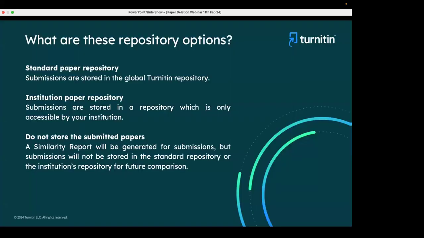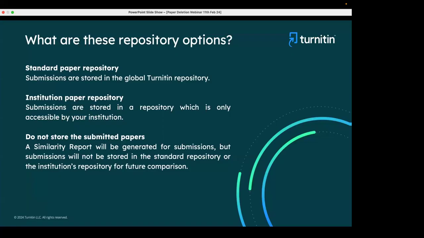Now let's look at the repository options. While we are creating assignments, there are different kinds of repository options that we give. Let us look at all of these options one by one. One is the standard paper repository. What is the standard paper repository? Any and every paper that you select using the standard paper repository would be saved in Turnitin's repository.